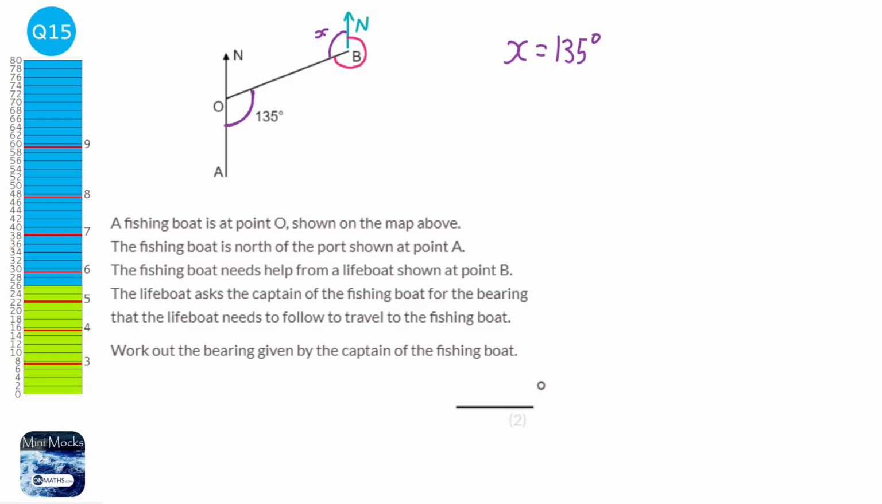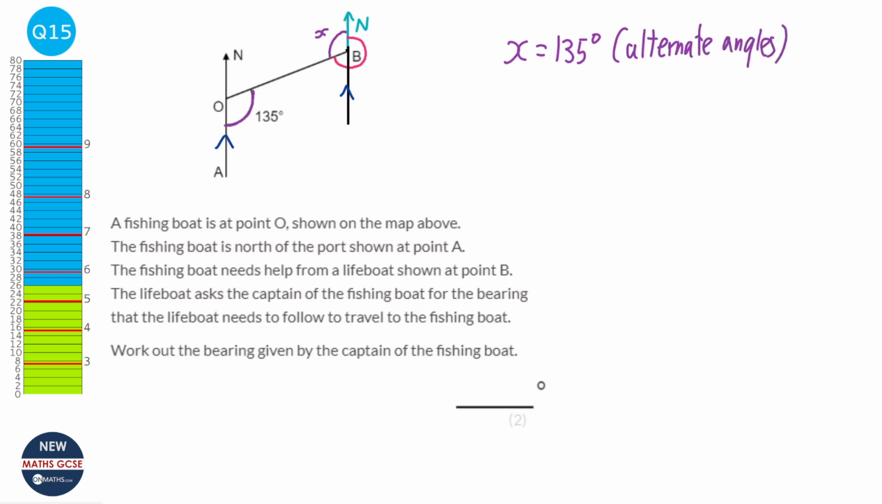And the reason for that is, I'm just going to extend the north line down, because we have a set of parallel lines here, and we have a set of Z angles, which we know are alternate angles. So the reason for that is they're alternate angles. And always show the reasons to the examiner.